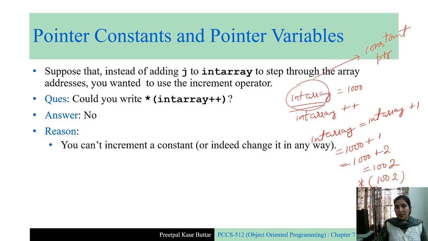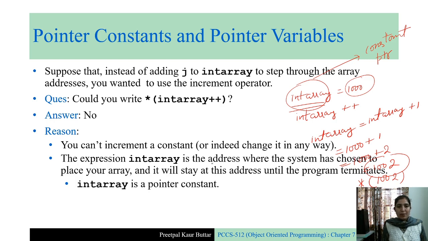We are changing it. We are making int array equal to int array plus 1, so we are making it equal to 1002. The previous value was 1000. So we are changing it. That is why this is not possible, because we cannot change a constant pointer. Okay. So the expression int array is the address where the system has chosen to place this array, and it will stay at this address until the program terminates. Why? Because int array is a pointer constant.